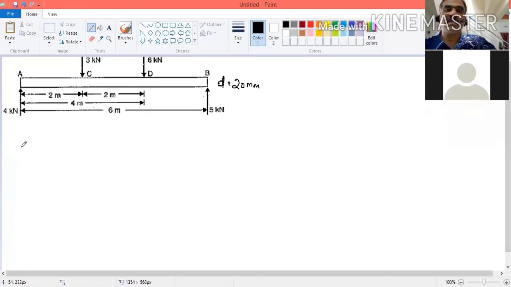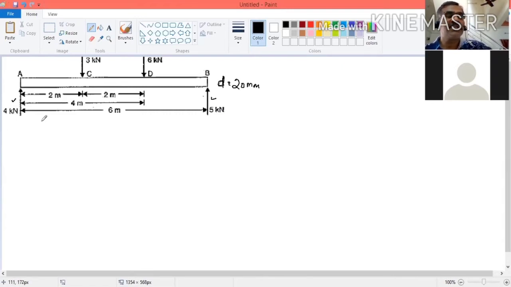First step is to calculate the reaction at A and B. In the cantilever beam, we had only one support, but here we have two supports. If you start from the right location, then you have to consider this load also. We don't know this load. The load will not be given initially, so you have to calculate it.